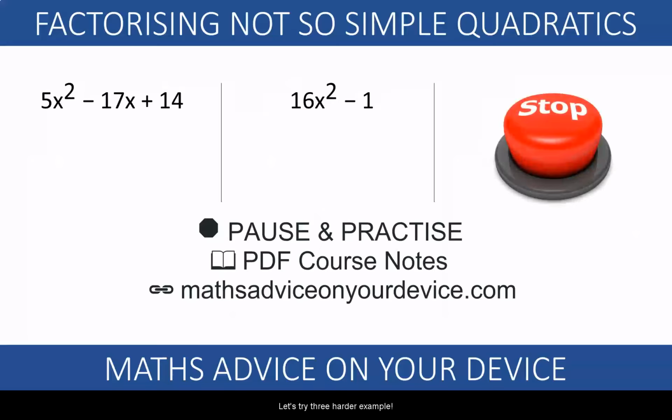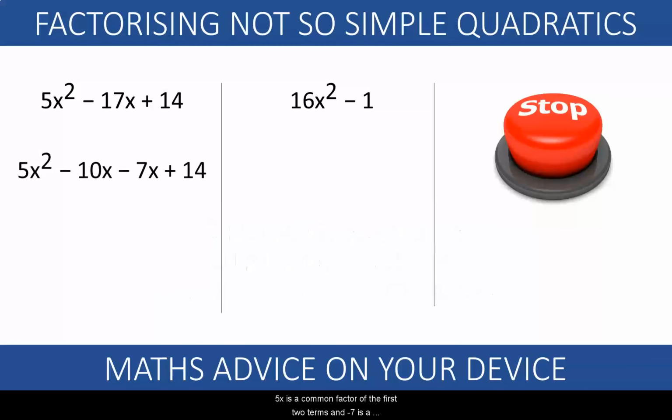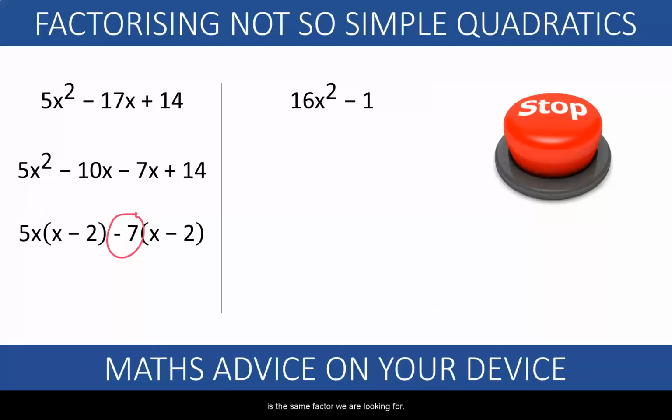Let's try harder examples. To factorize the first one, multiply 5 times 14, that is 70. Think of 2 numbers that multiply to 70 and add up to minus 17. That is not easy. It's minus 10 and minus 7. Now, 5x is a common factor of the first 2 terms, and negative 7 is a common factor of the other 2. I take minus 7 because if I took plus 7, it wouldn't return x minus 2, which is the same factor that we are looking for. The answer is 5x minus 7 times x minus 2.